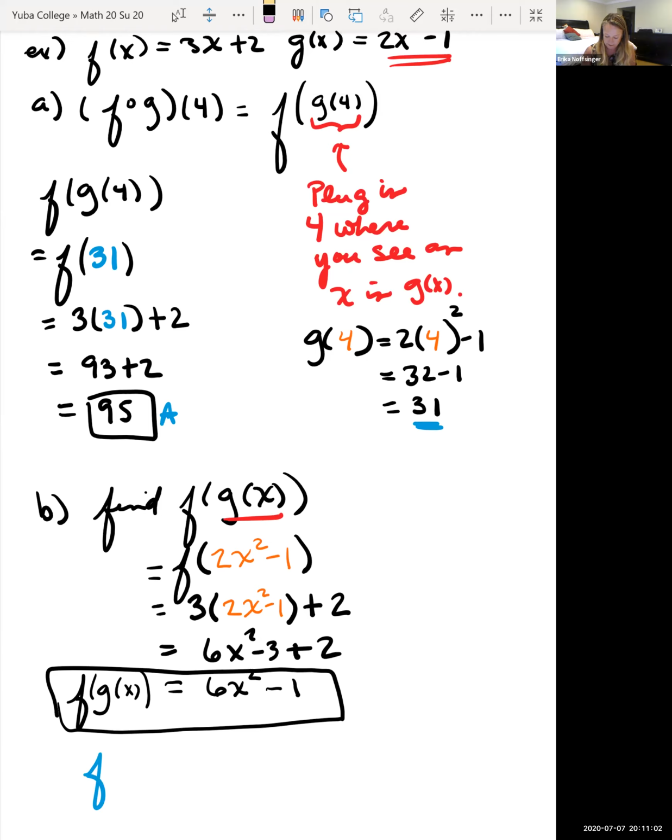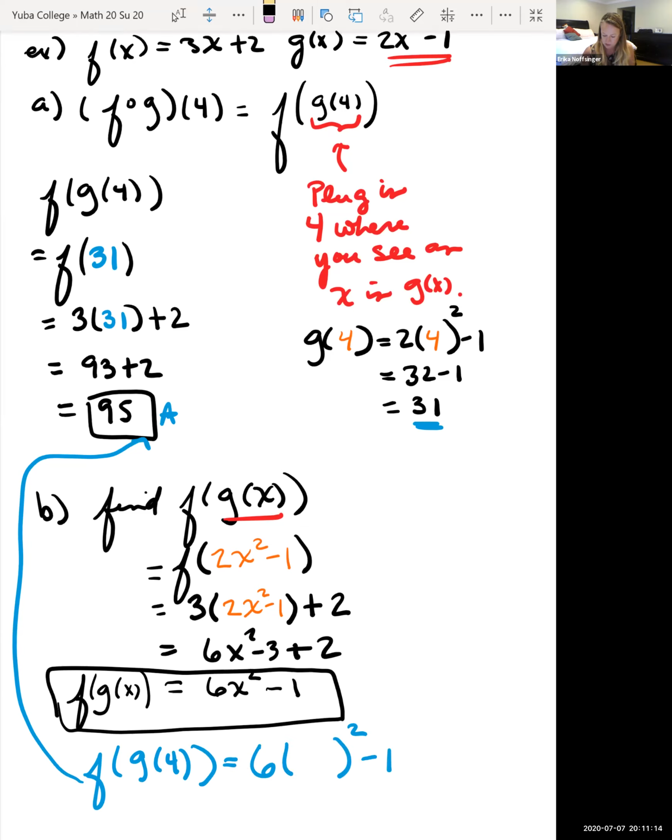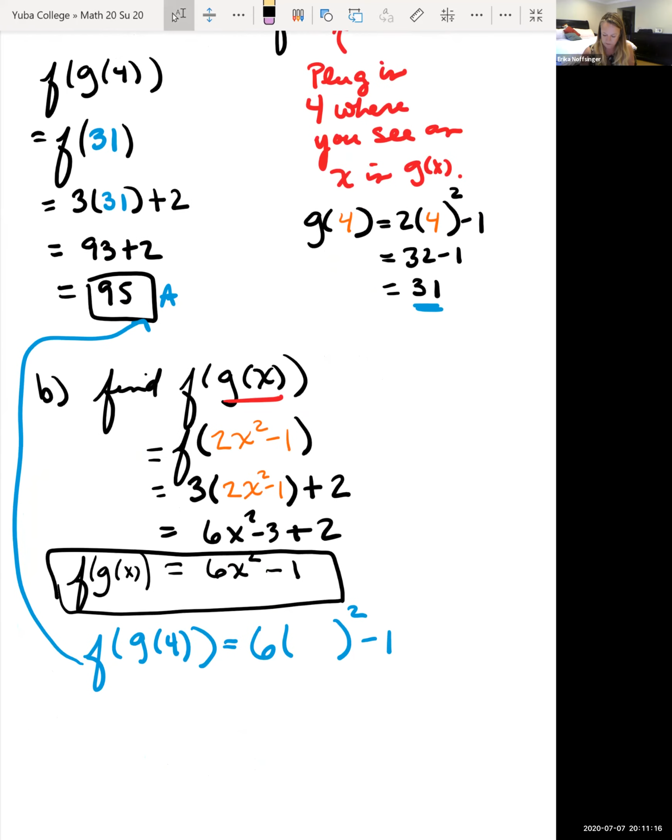So f of g of 4. Well, up here, this is 6. You see an x, put parentheses, we're going to square it minus 1. So plug in a 4 where you see the x. So we get 6 times 4 squared. 4 squared is 16 minus 1.